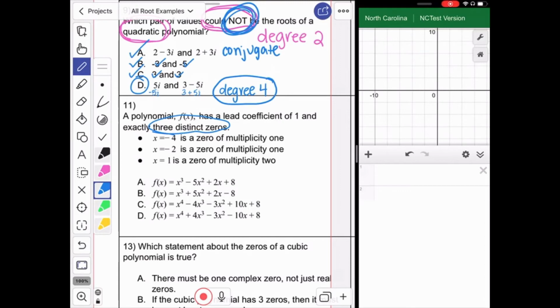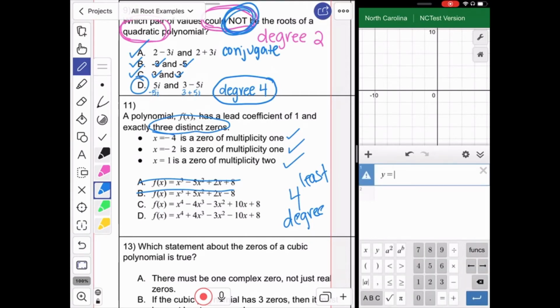We just know that when we factor it, it should have a factor at -4, multiplicity 1, a factor at -2, multiplicity 1, and a factor at 1 and multiplicity 2. Well, if I have 1, 1, and 2, that means I should have a least degree of 4. If I look at these, I can get rid of A and B. Those are least degrees of 3. So I'm going to just graph them at this point.